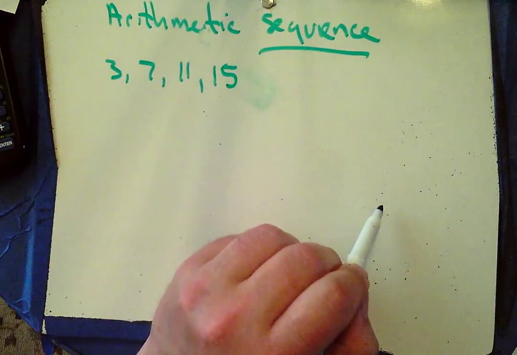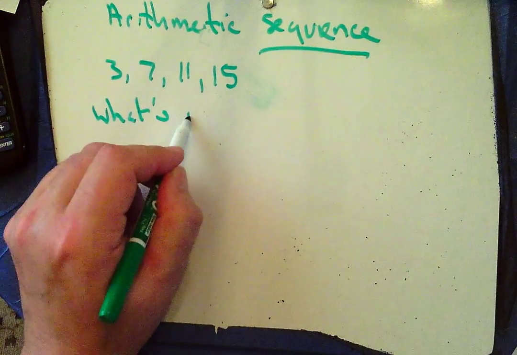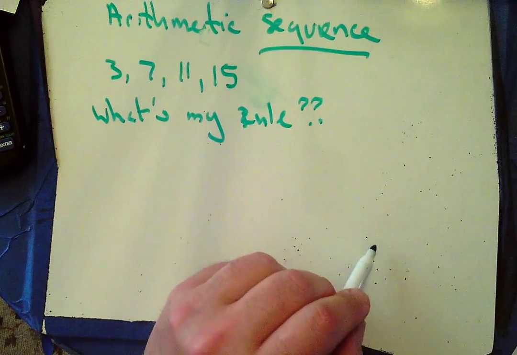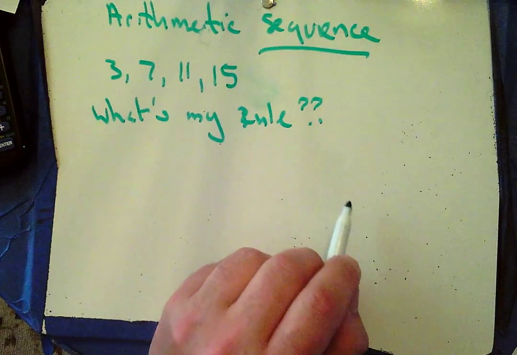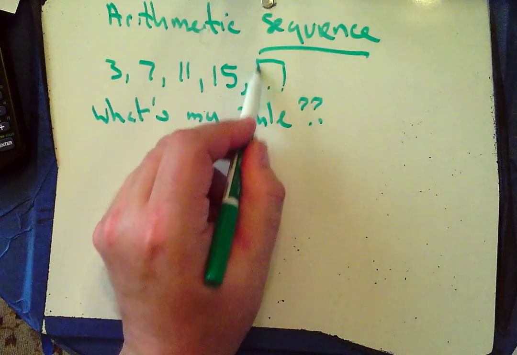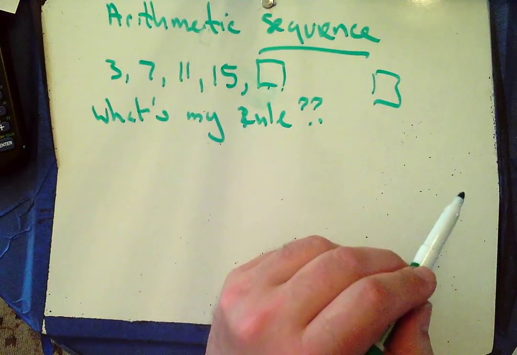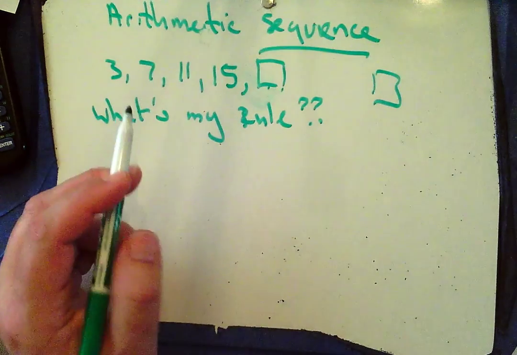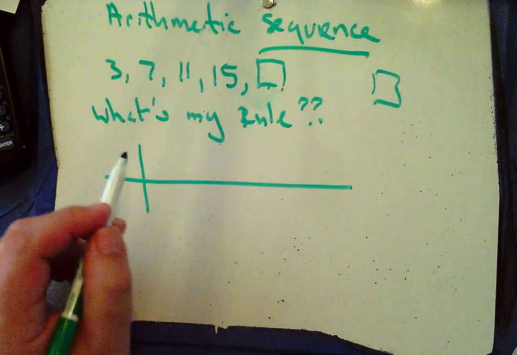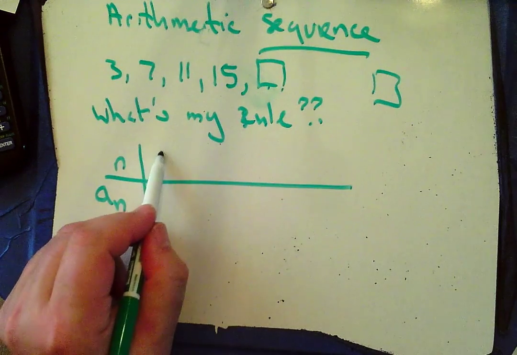And let's ask the question, what's my rule? By what's my rule, I want to find a way to describe this pattern. So maybe I could find the next one or the 40th one, some sort of way to describe this. I often find in this unit it's really helpful to have n and a sub n. N is our term number.